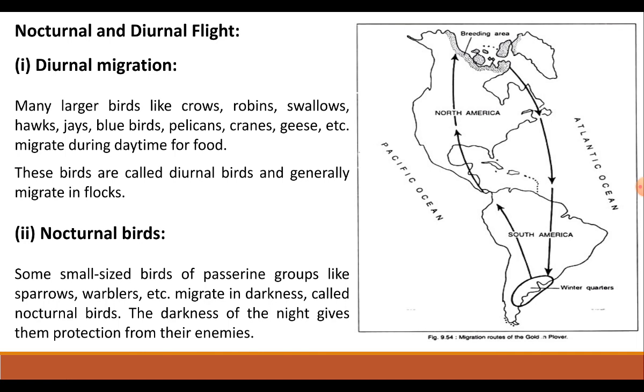Nocturnal bird migration means some small-sized birds of the passerine groups, like sparrows and warblers, migrate in darkness. That's why they are called nocturnal birds. The darkness of the night gives them protection from their enemies.